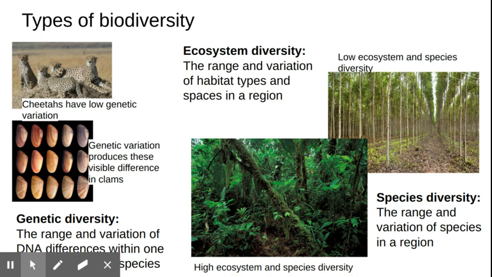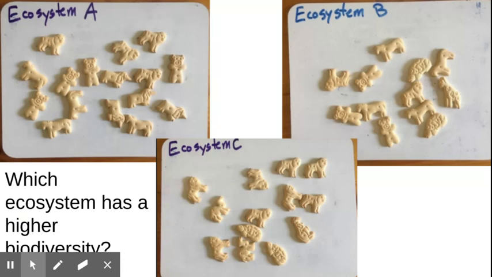Our third type is species diversity, and this is the range and variation of species in a region. This is the one that we're going to focus on as we go forward. Ecosystem and genetic diversity are really important, but sometimes they're kind of hard to measure. There's some specialized techniques or tools that we may need for that. But species diversity gives us a way that we can actually measure stuff here in a classroom and virtually to see what the biodiversity of an ecosystem might be. So let's go ahead and focus on that.